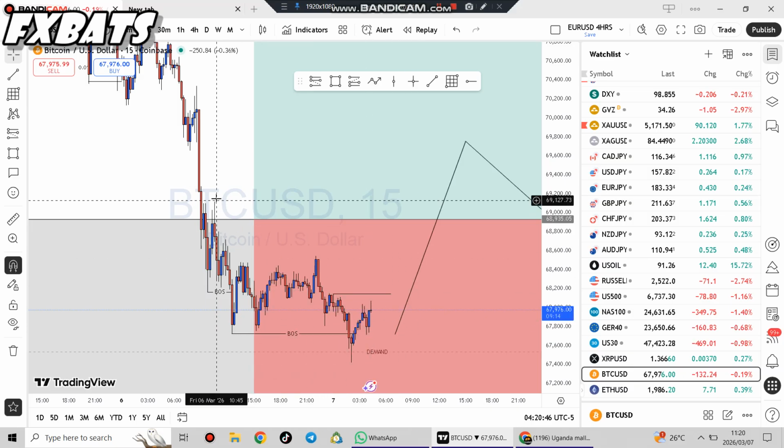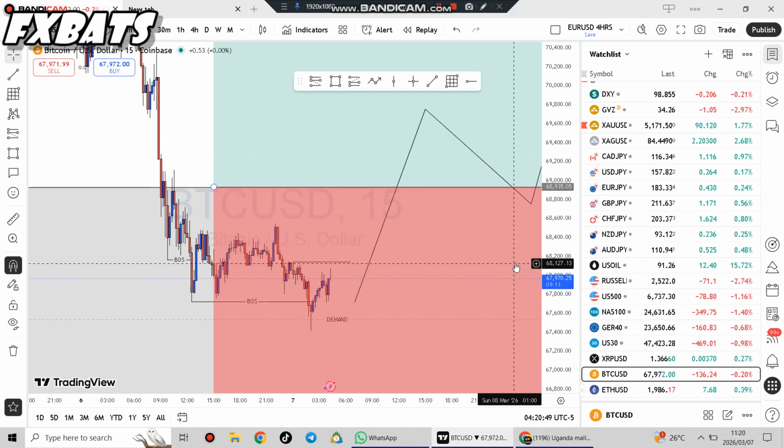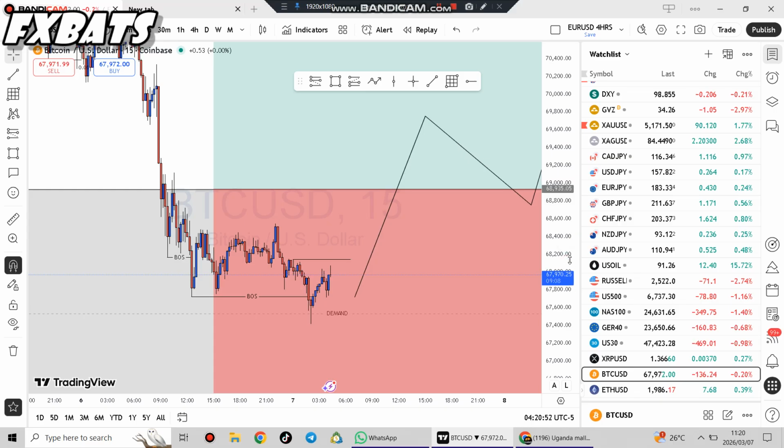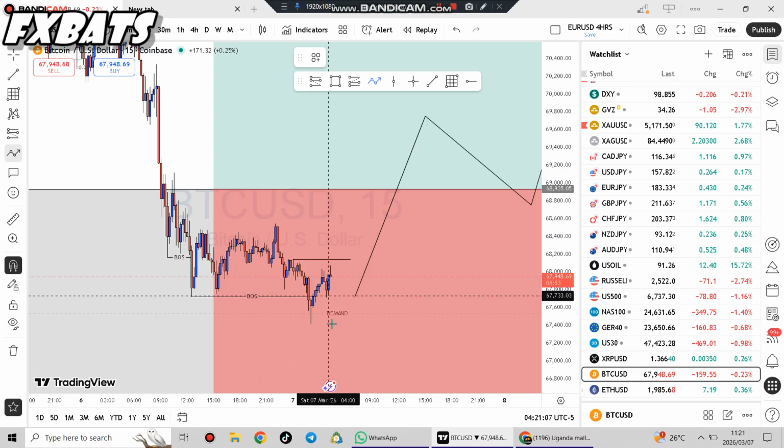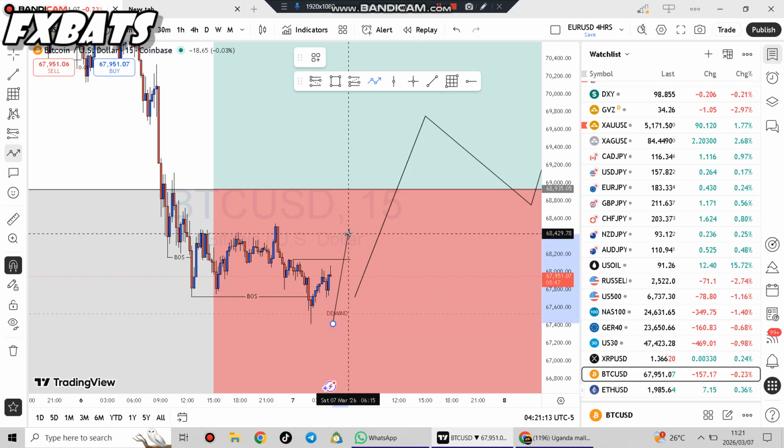So what I have to do here, I have to make sure that I wait for price to give me a momentum shift or shift in momentum, which is a CHoCH. I have to wait for price to shift from bearish to bullish. So I'll be waiting for the CHoCH, and the CHoCH is when price will be shifting, taking out the most recent short-term high, that's the lower high, then displacing up.